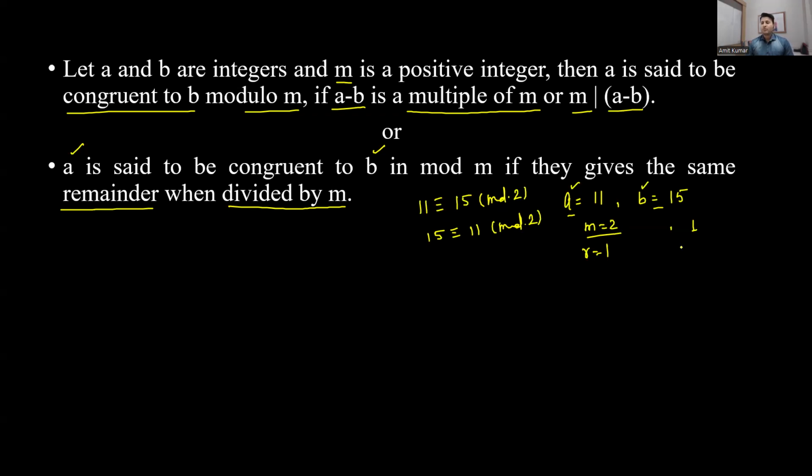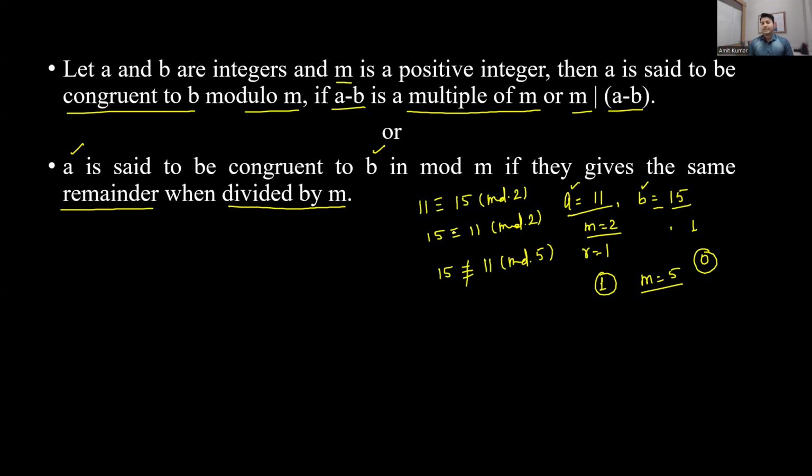In place of m equal to 2, suppose I take m equal to 5. So in the case m equals 5, what is the remainder when 11 is divided by 5? The remainder is 1. But the remainder when 15 is divided by 5 is 0. Both of them give different remainders. So we will say in mod 5, they are not congruent to each other, and we will write it like this: 15 is not congruent to 11 in mod 5. Okay, so this is how we can understand the definition of a congruence.